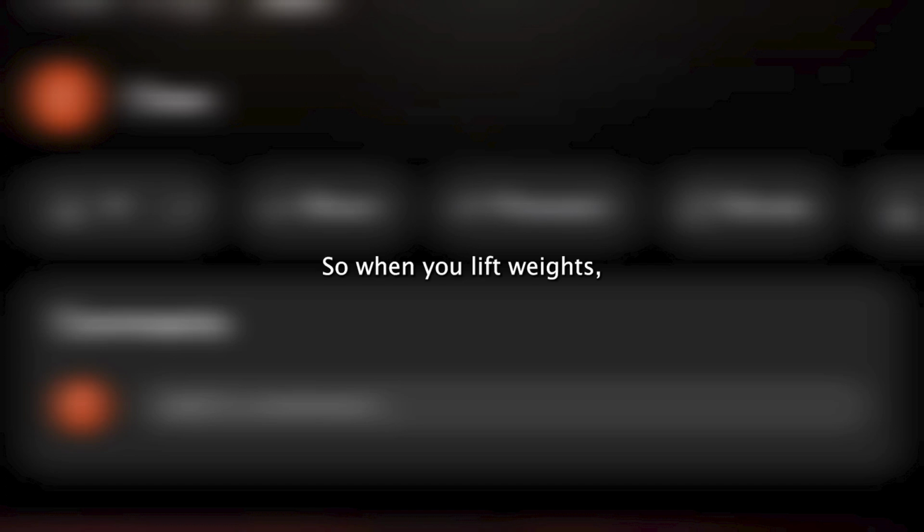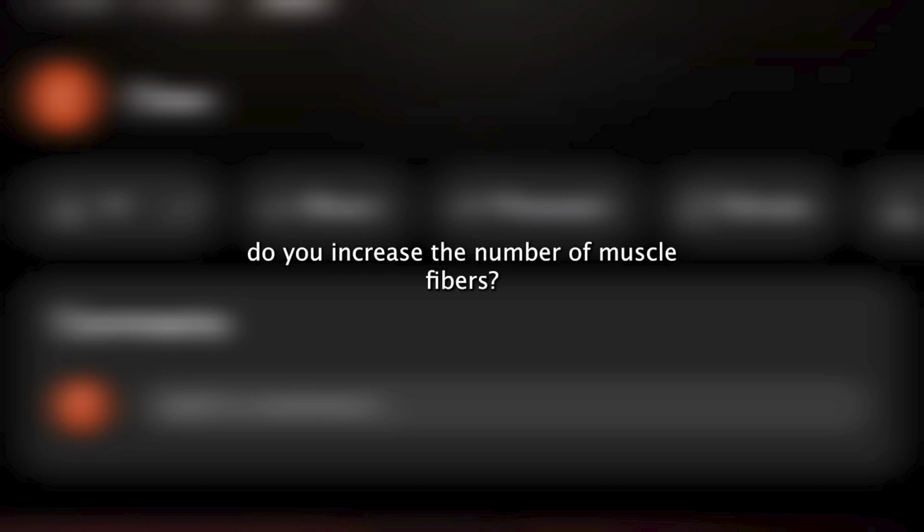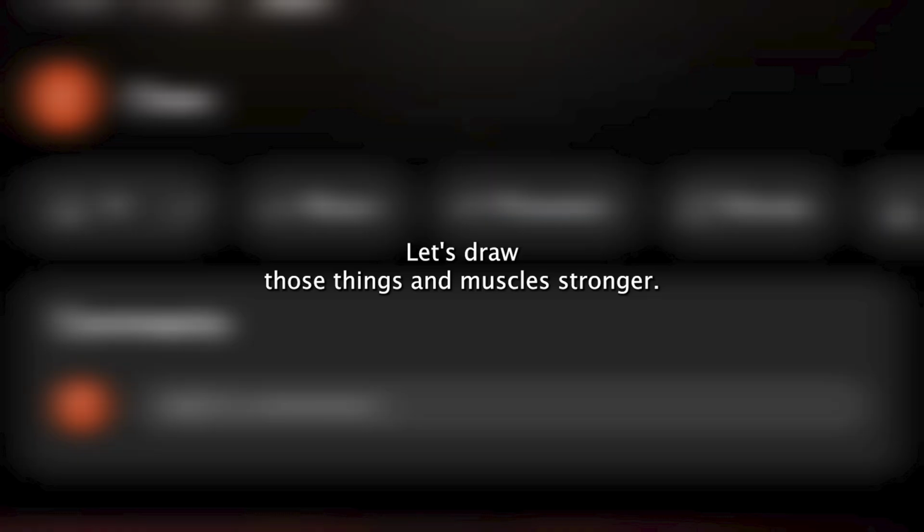So when you lift weights, do you increase the number of muscle fibers? How many people say yes? Raise your hand. How many people say no? What happens to the muscle? It gets wider. Oh, so they just get stronger or bigger in the cells? You don't increase the number of muscle fibers. You increase how fat the muscle fibers are. You increase the number of mitochondria. You increase glycogen stores. You increase blood flow to the muscle. All those things make muscles stronger.